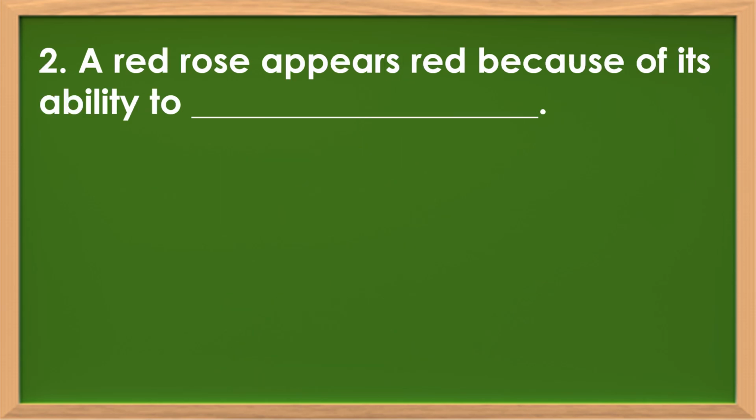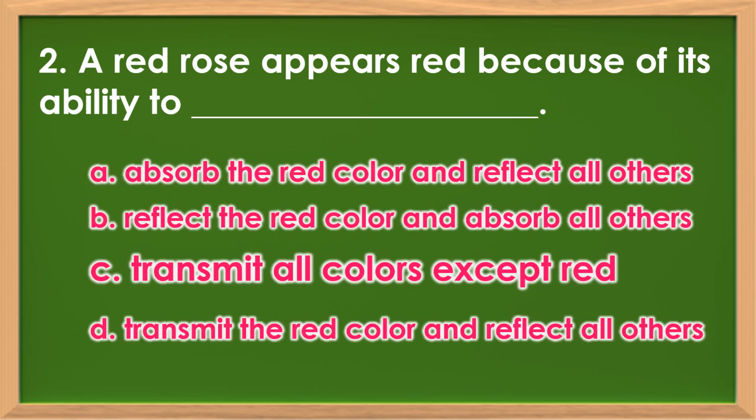Number 2. A red rose appears red because of its ability to blank. A. Absorb the red color and reflect all others. B. Reflect the red color and absorb all others. C. Transmit all colors except red. D. Transmit the red color and reflect all others. Very good. The answer is letter B.